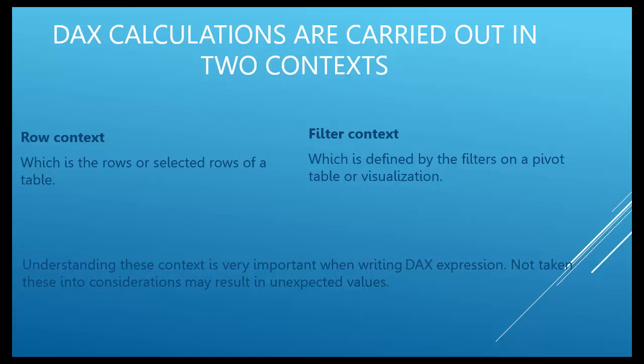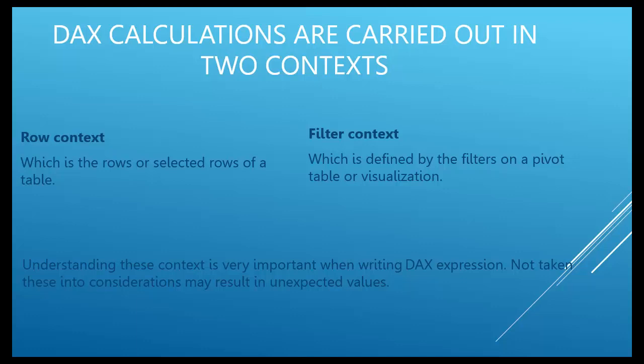Row context is about selected rows of a table. Whenever we are applying calculations on rows, the row context is applied. In filter context, we take the whole table or we talk about the report, and that is why it is defined by the filters on a pivot table or visualization. So the whole table would be impacted or filtered, just like when we create a pivot table and then apply the report filters, that is the filter context actually. Let's discuss this in more detail.